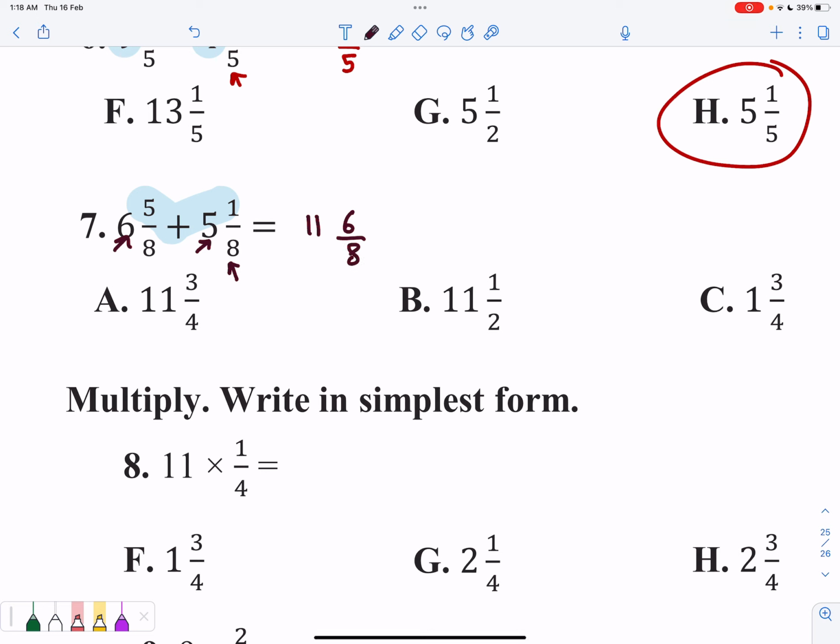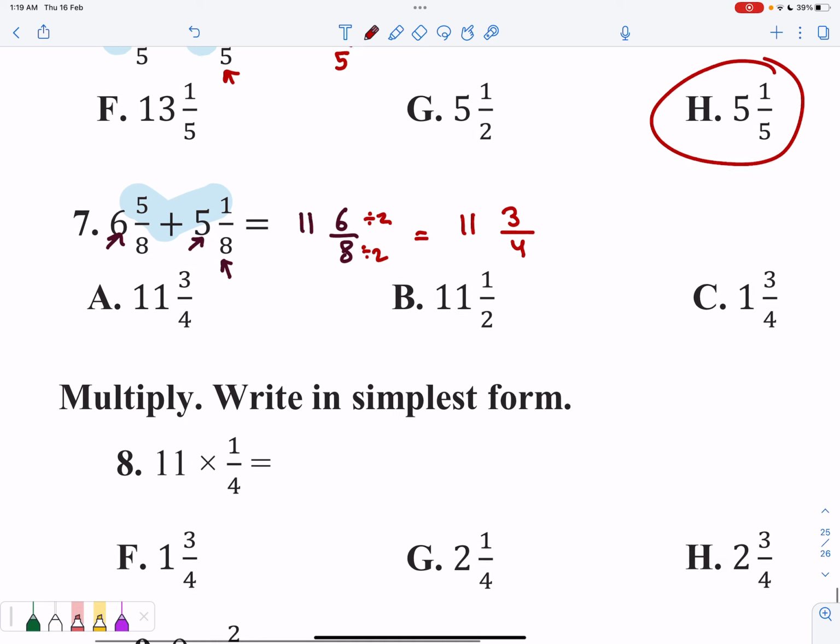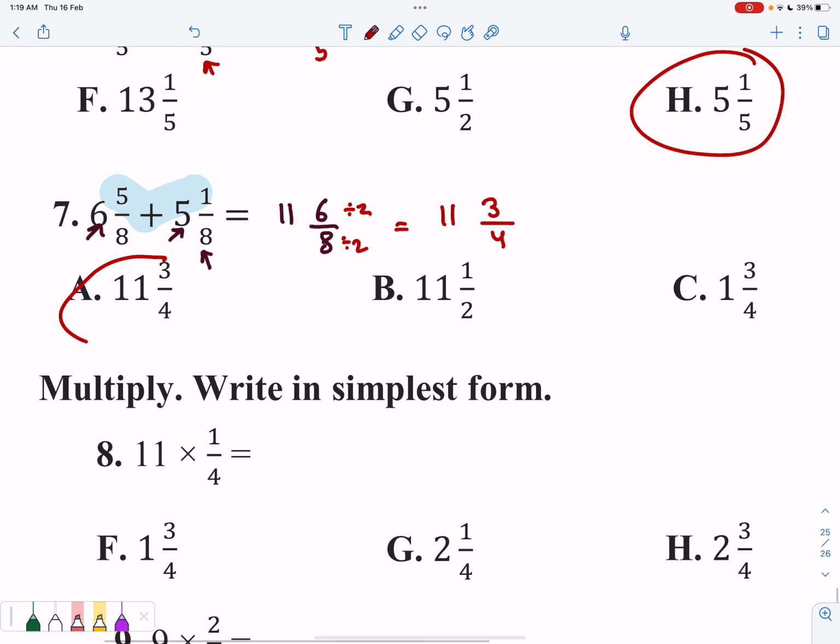But here you have even numbers, the 6 and the 8. So of course you can simplify them. You can divide both of them over the number 2 because they are even. Okay, so the whole number will stay the same. The 11 will stay the same. 6 divided by 2 equals 3, and 8 divided by 2 equals 4. So the answer is 11 and 3 over 4, which is answer number A.